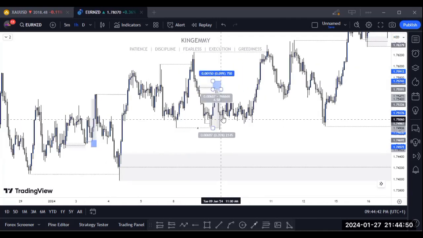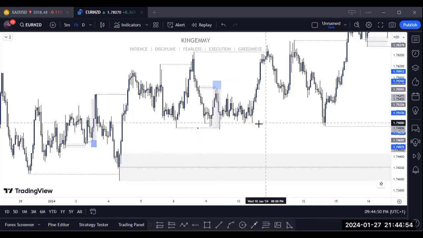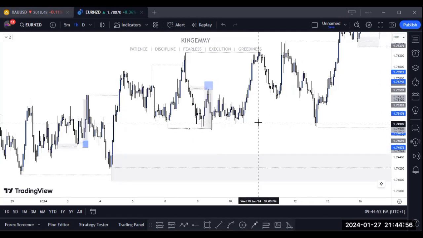Reversal is for you to catch a new trend, right? While continuation is for you to continue a certain trend that has already been in progress. That is, it has tapped into your POI already and it's moving.